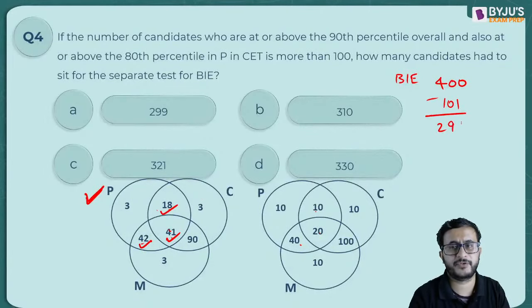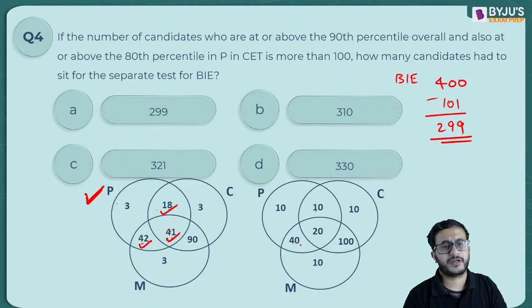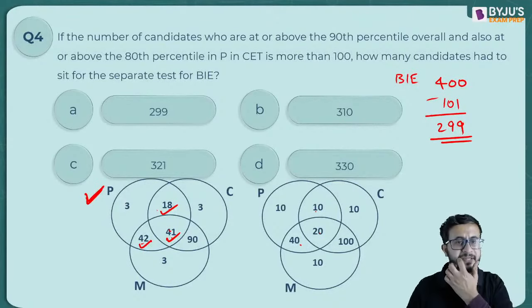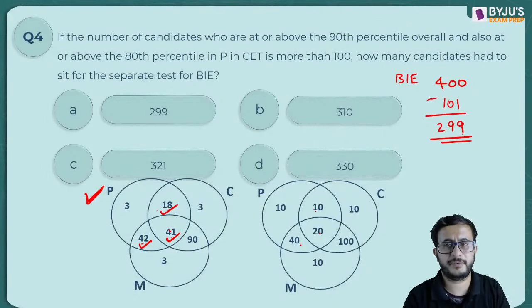So when you subtract, you get 299 candidates who will be in this BIE. That was a separate condition, given that there is a second test. If you do not qualify in this test, you can sit for that, but you should have 80 percentile in P. It was given that there are 400 people who have 80 percentile in P, and out of them, 200 qualified for this.